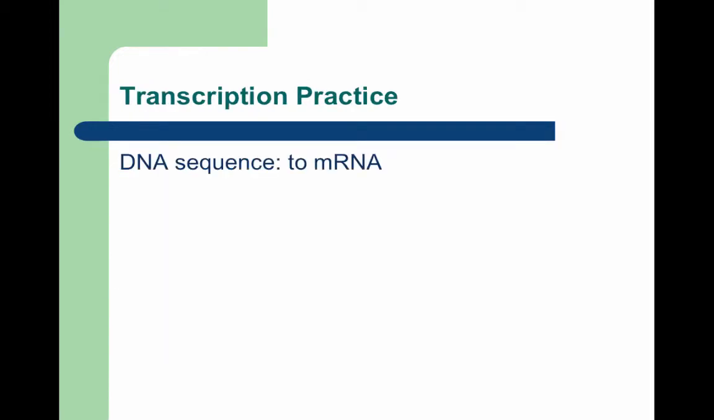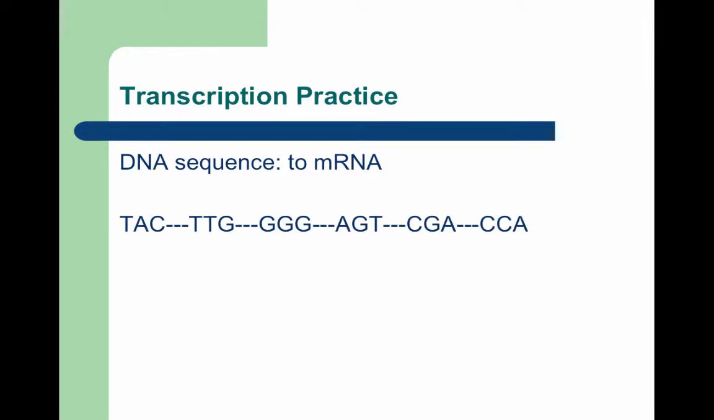So now let's practice transcription. We're going to take our DNA sequence and we're going to turn it into mRNA. So TAC, TTG, GGG, on down the line, those will now get converted into mRNA. So we'll write the complementary RNA bases. So it should look something like this.